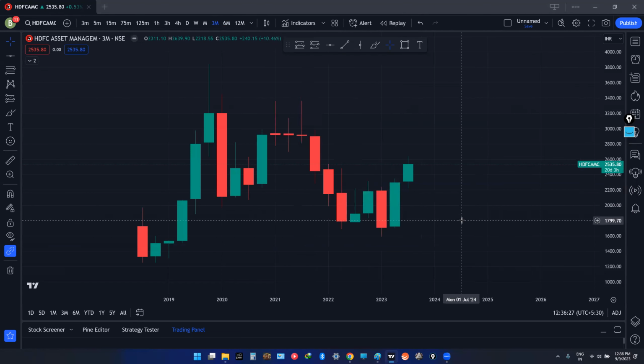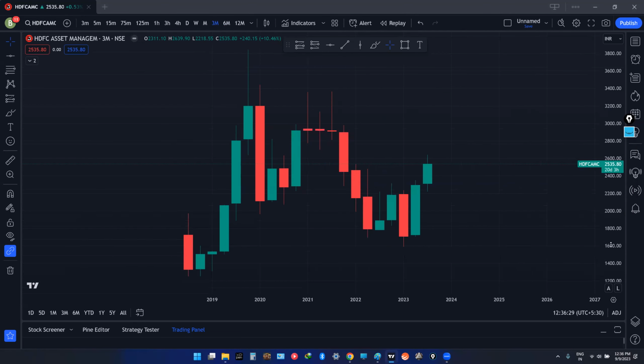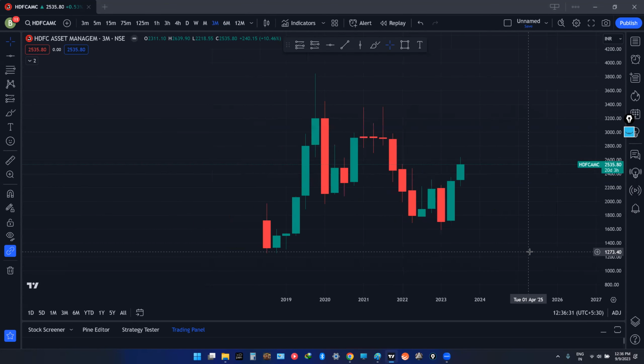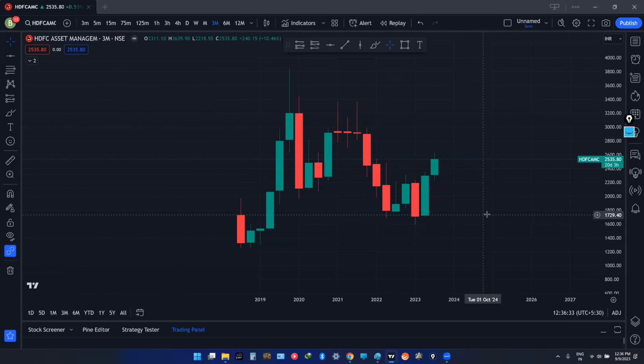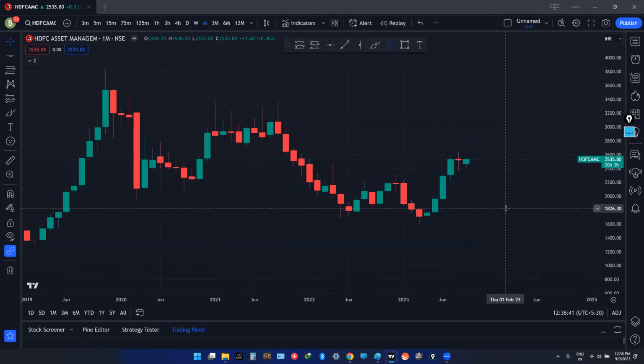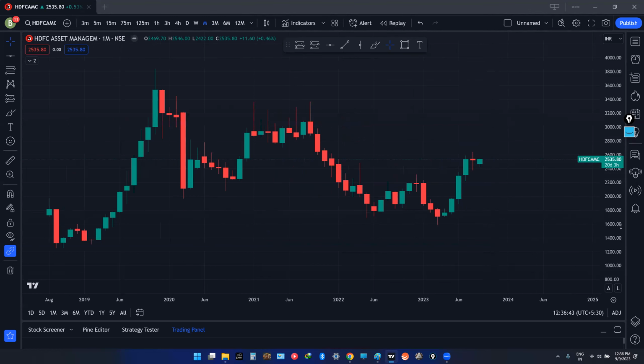Let me go to quarterly. In quarterly also it looks good to me. If I infer some other setups, it looks good for buying purposes only, but we will be confined to our setup only, what we are discussing right now. We'll look into that.